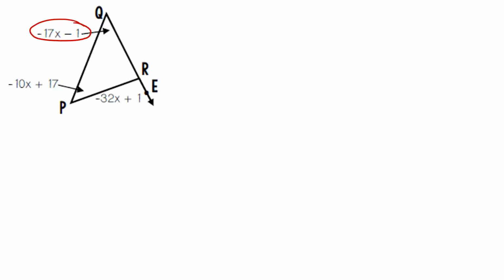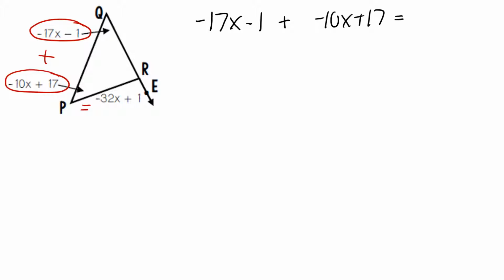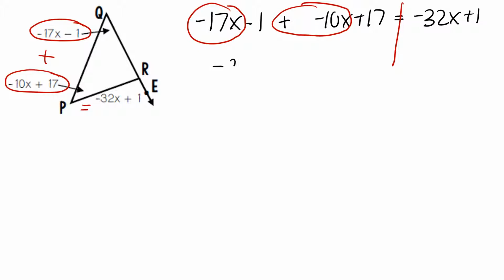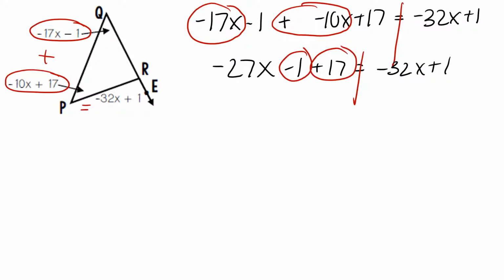For this problem, we're going to continue with our pattern of adding the two inside angles to equal the outside angle. We have a negative 17x minus 1. We're going to add that to the other angle, a negative 10x plus 17. And it's going to equal the outside angle, negative 32x plus 1. When we combine like terms, negative 17x plus negative 10x is going to give us a negative 27x. Bring down the minus 1 and the plus 17. Still combining like terms, negative 1 plus 17 is going to give us 16.